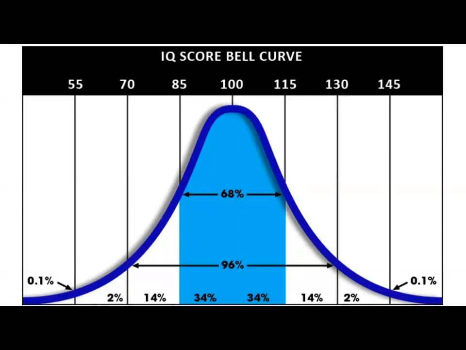If someone has a score of like 130, well, they're pretty smart. They're in the top 2% of intelligent people, right? If you have a super genius way over here, 0.1%, 1 in 1,000 people are going to be here. I was roommates with one of these people, super intelligent.